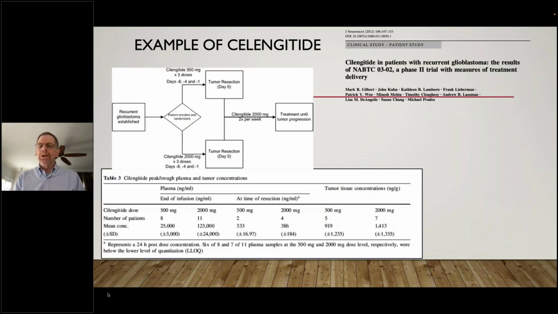So I have a couple of examples. I was fortunate to lead a phase 0 or window of opportunity study of selinexor.